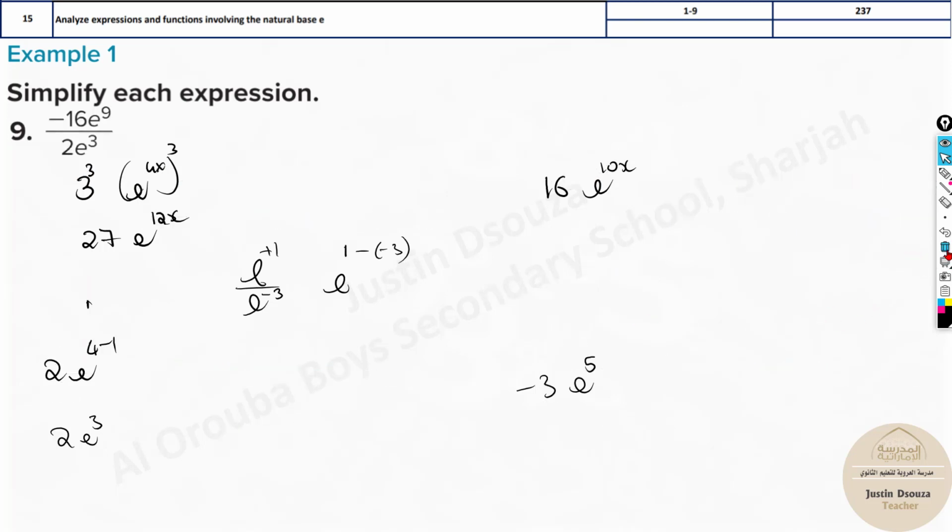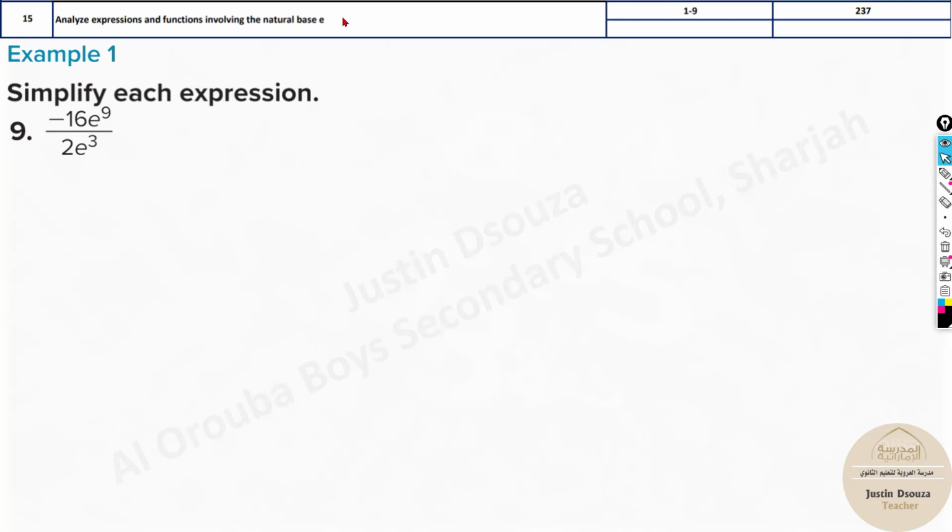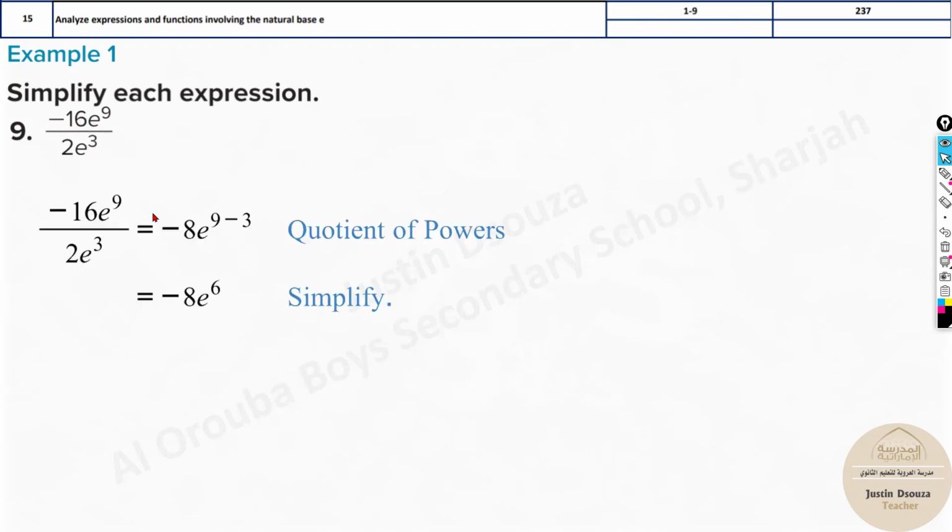And then we have over here simplifying the last problem. Simplify this expression just like that. Divide 16 and the two numbers separately. Minus 8 will be the answer. Minus 16 by 2 is minus 8. Here 9 minus 3 is 6. So that is it. It will be minus 8 e to the power 6.